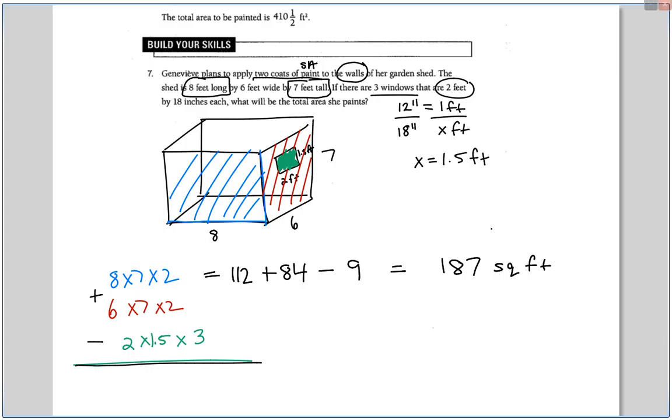And then it comes down to being able to remember what I read. 2 coats of paint, so I have to times that by 2. So this is a tough question because of all the reading involved. So, all right, next question.